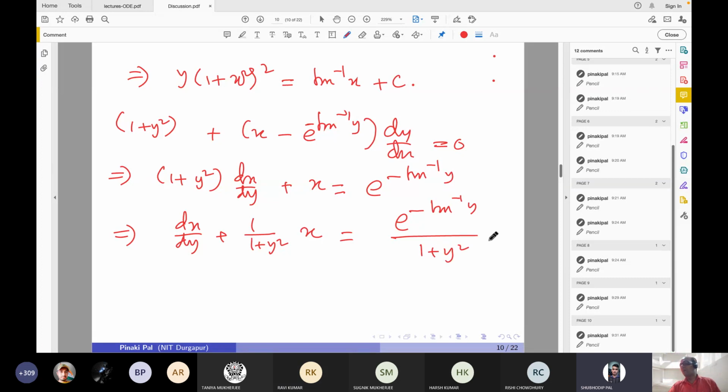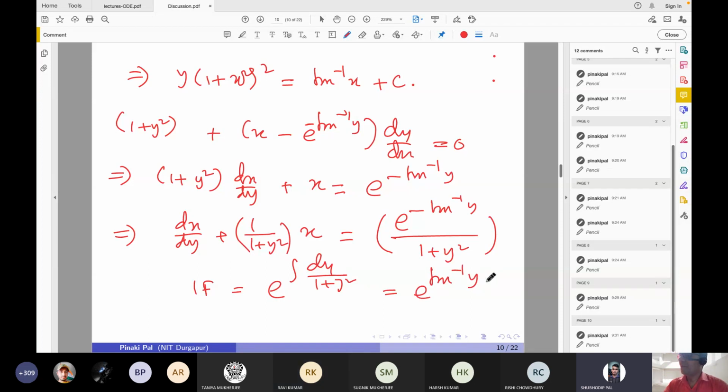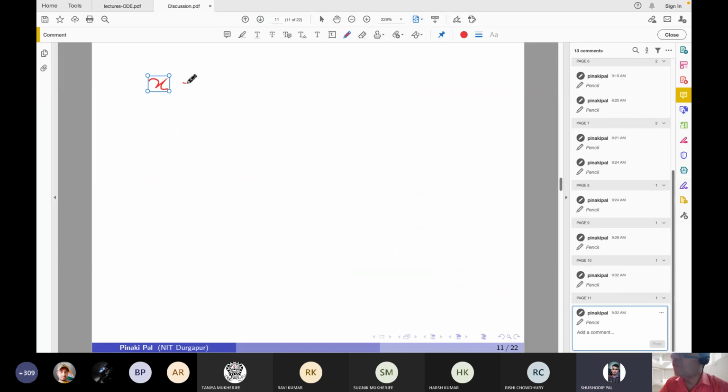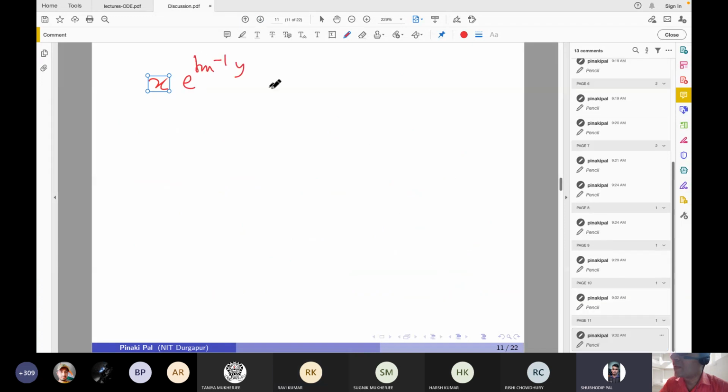So the roles of x and y have been changed over here. The integrating factor is e to the power ∫P dy, where P is this function and Q is this function. ∫dy/(1+y²) gives e to the power tan⁻¹y. Therefore the general solution can be written as x, with x and y interchanged, times e to the power tan⁻¹y, equal to the integration of the function on the right-hand side.